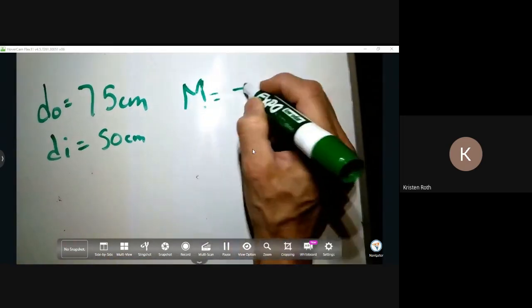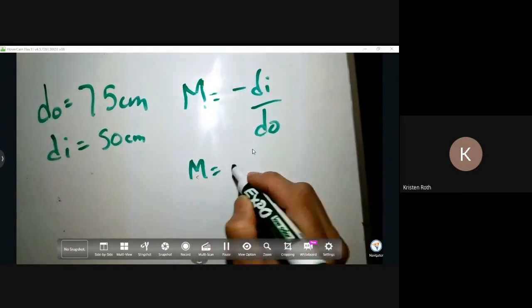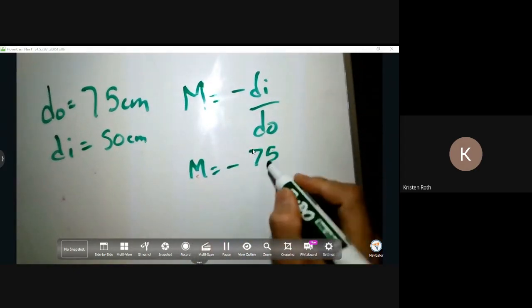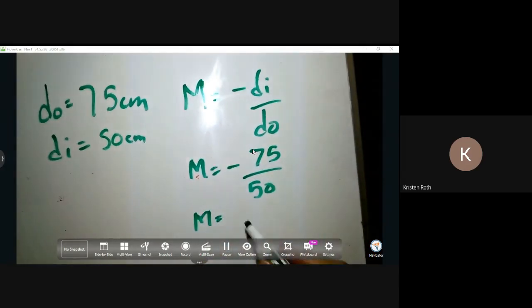So magnification was negative di over do. Magnification is negative 75 over 50. Magnification equals negative 0.667, okay? Which is correct, okay? If you did the math right, that's what I'd be marking. But it is negative because the image is inverted and magnification is negative for inverted images, okay?